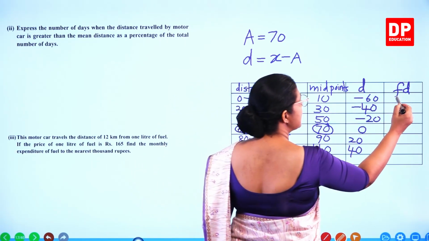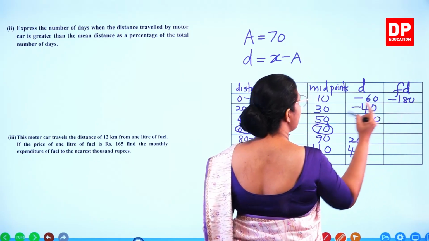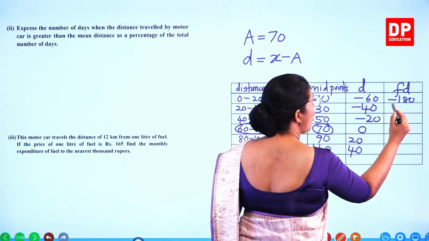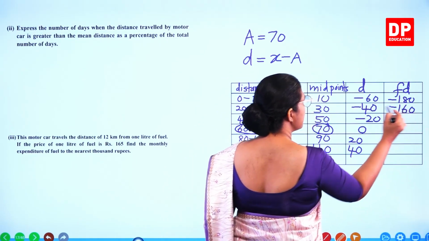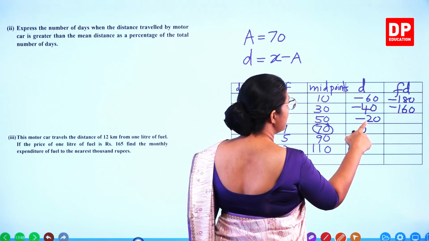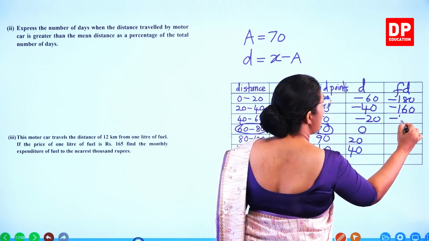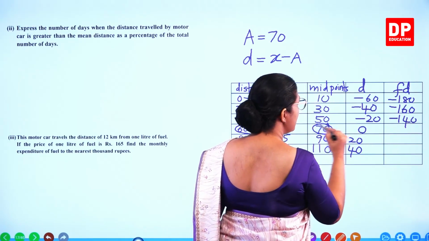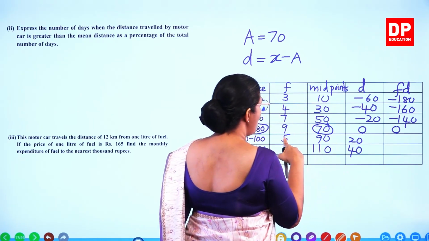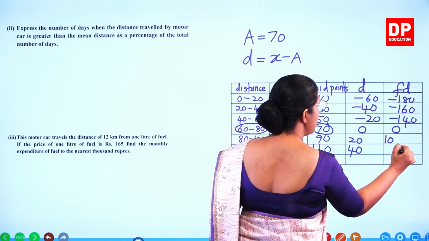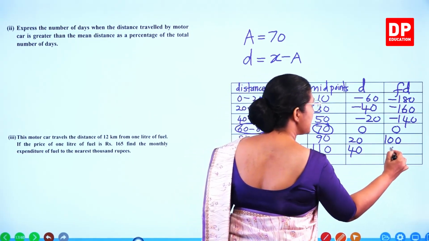3 with minus 60, that's minus 180. 4 with minus 40, minus 160. 7 with minus 20, minus 140. 0 with this one, 0. 5 with 20, that's 100. And 2 with 40, that's 80.